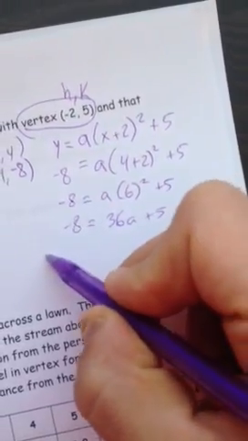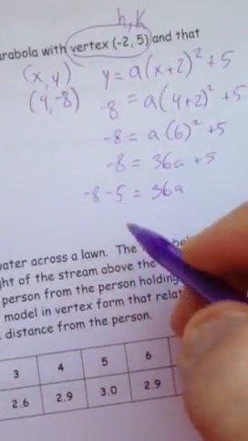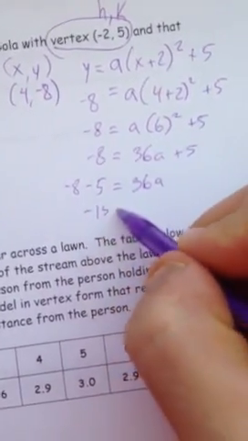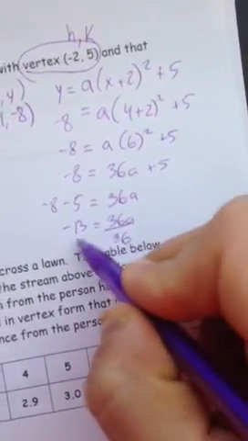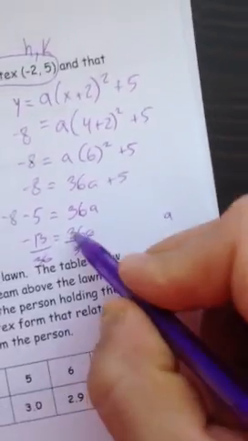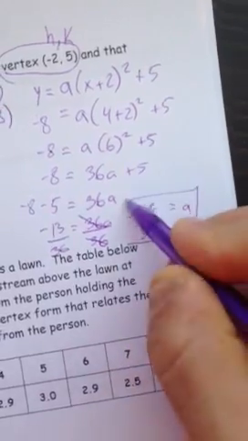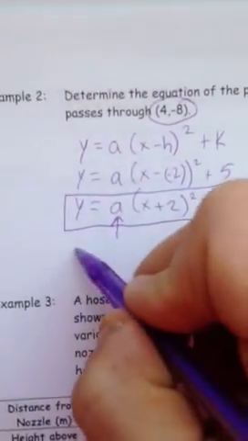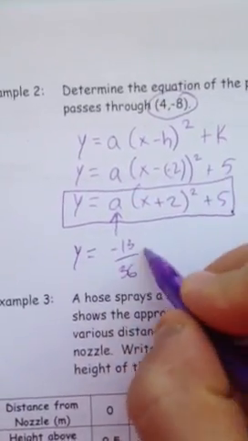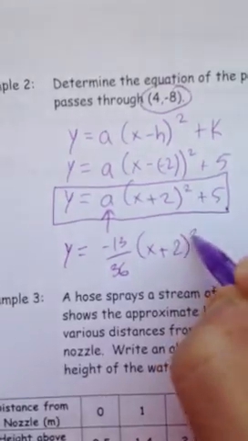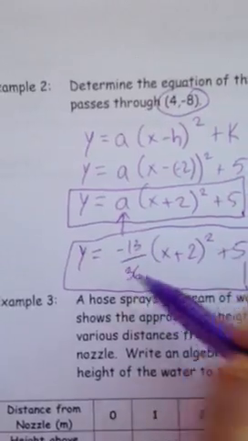Bringing the 5 over to the other side, this is going to be negative 8 minus 5 equals 36a. So then negative 8 minus 5 is negative 13 equals 36a. And I can divide both sides by 36. And so I end up getting a equals negative 13 over 36. And that's my a value. So now I can rewrite my proper formula as y equals negative 13 over 36 times (x plus 2) all squared plus 5. And this is in fact my final answer with my proper a value there.